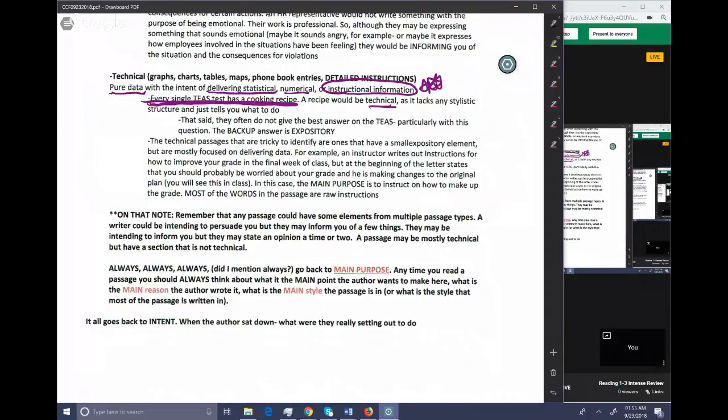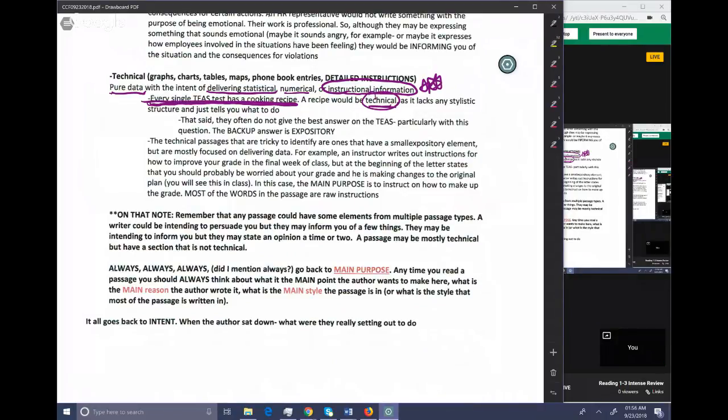Instructions are technical. So if it's like step 1, step 2, step 3, or if it's like option 1, option 2, option 3, if it's written that way, that is technical. There's a couple of questions that I commonly get. One of them is recipes. A recipe would most definitely fall into the technical category.